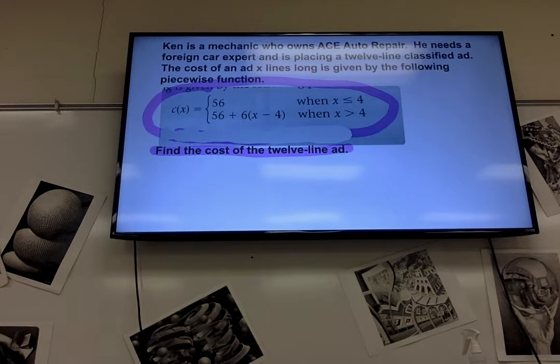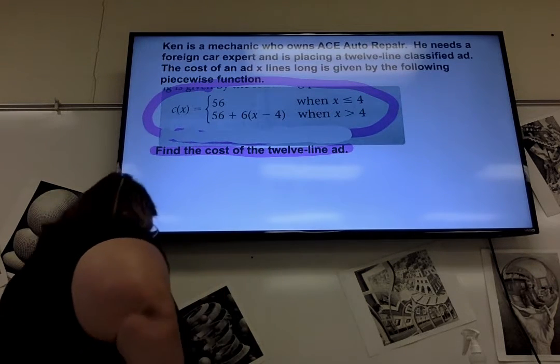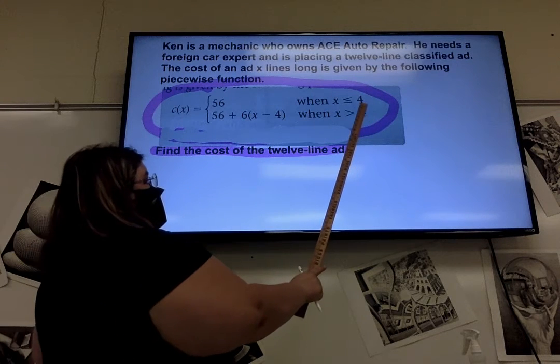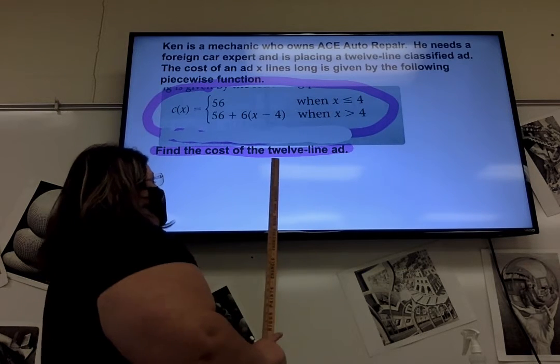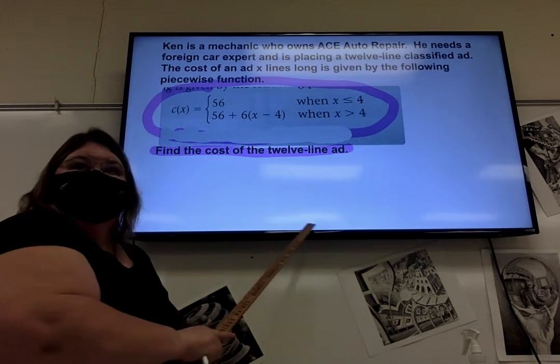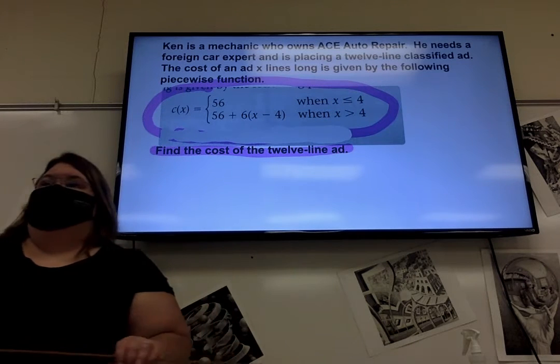Now, I guarantee you when you call the newspaper, they're not going to give you a piecewise function. But this is what they actually do. They may not write it out like this, but there is a cost that is dependent upon however many lines it is. For example, that first one says, hey, the cost is $56 if it's 4 lines or less. So if his ad had been a 4-line or a 3-line or a 2-line or a 1-line ad, it would have cost him $56.